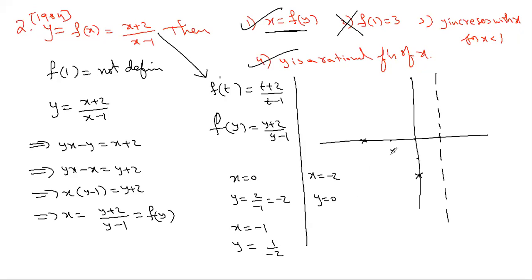Actually, this much is enough for us to understand the nature of the graph. You see that the y values are decreasing on the left of 1. But they are given that y is increasing. So this is also a wrong option.